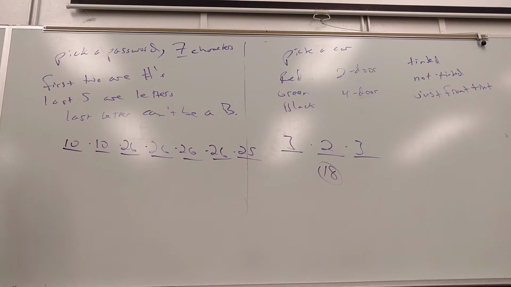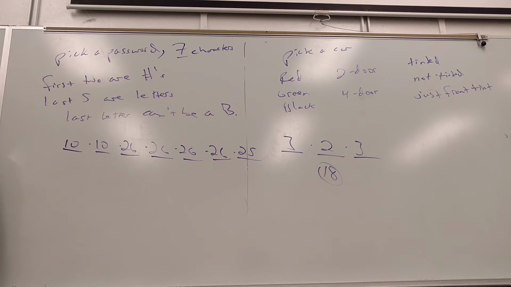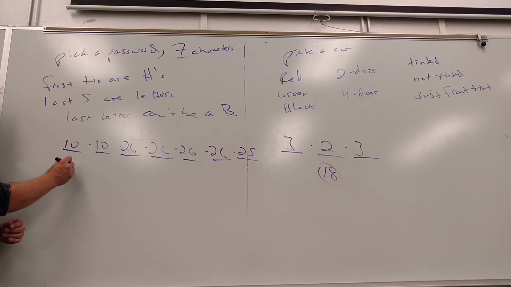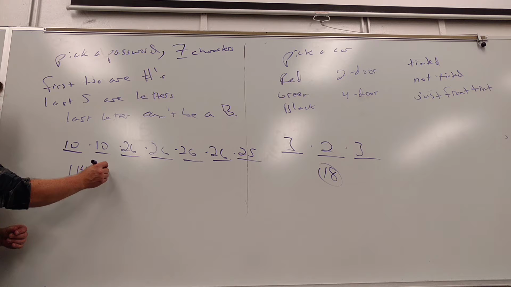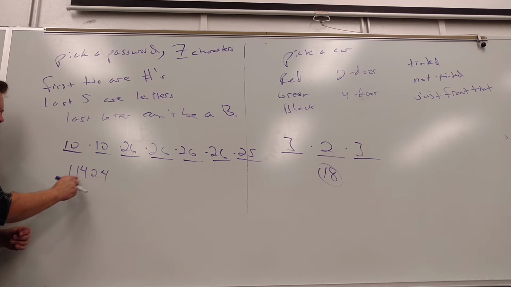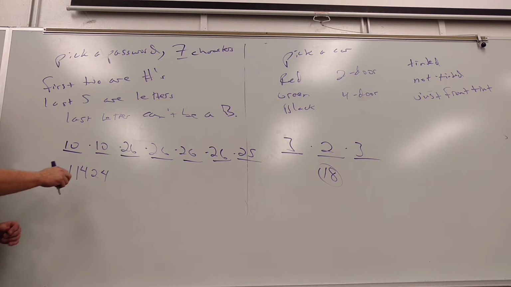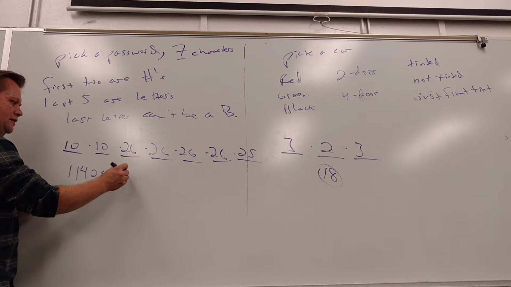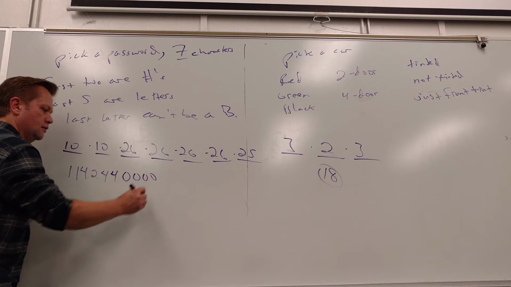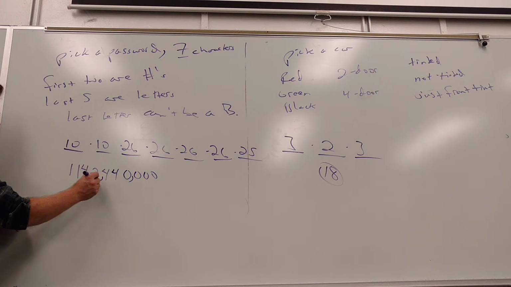It's a lot. A lot is true. But what's a little more specifically? 1, 1, 4, 2, 4, 4, and then 0. And then another 4. And then 0. And then 4 zeros.